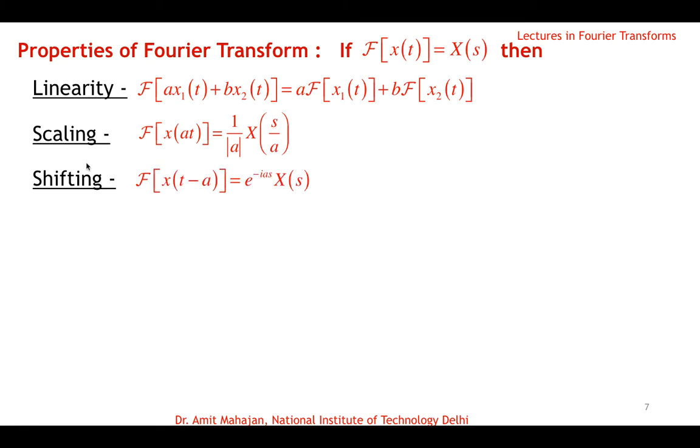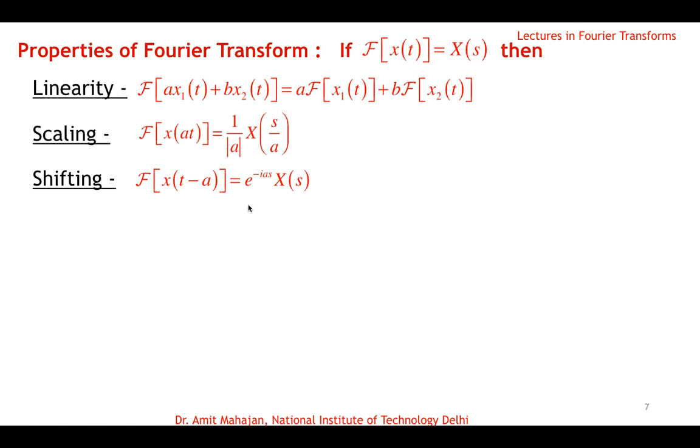So the third property is the shifting property. Again, if the Fourier transform of x(t) is X(s), then the Fourier transform of the shifted function x(t minus a) is e raised to power minus iota a s times X(s). So that's just like the first shift theorems in Fourier series. Similarly, there is a shifting property in Fourier transform.